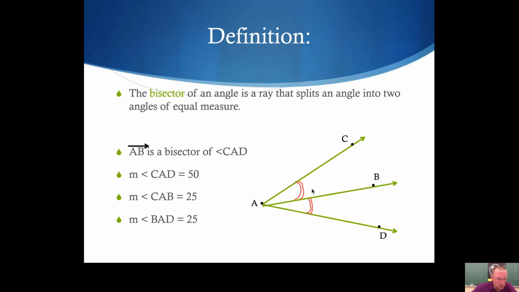If they told you the measure of one of the small angles, then you would multiply by 2 to get the measure of the big angle. So when you see this word, bisector, it just means the problem is easy because the two measures are the same.